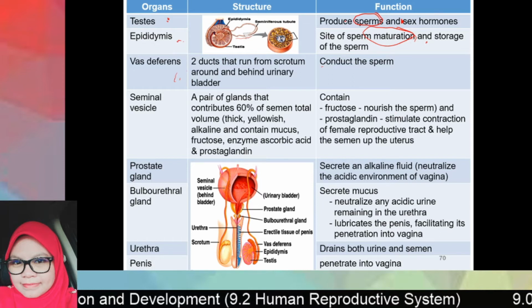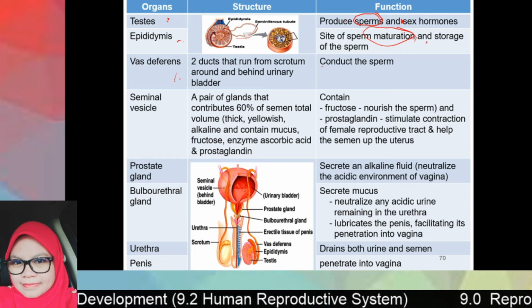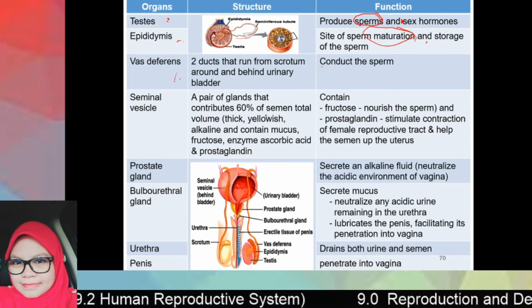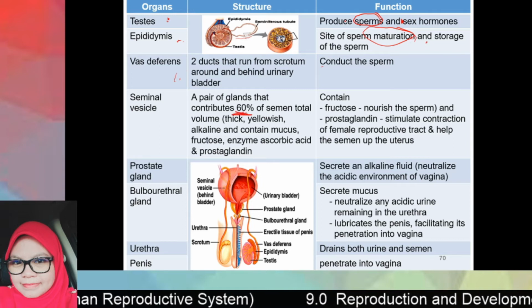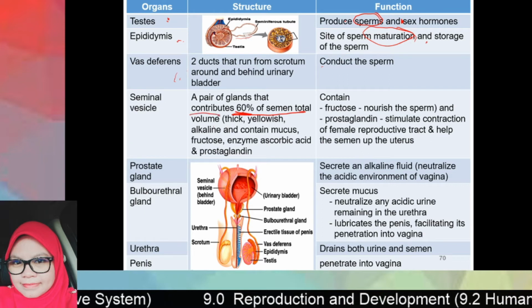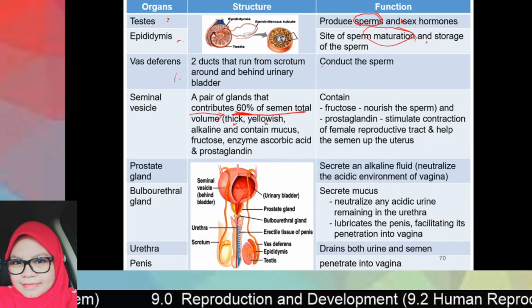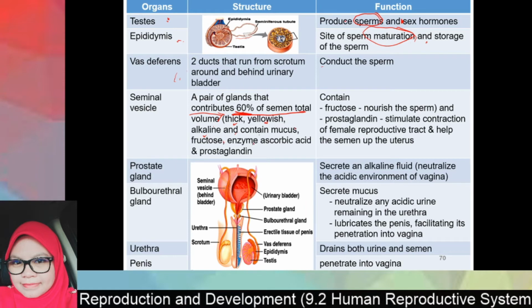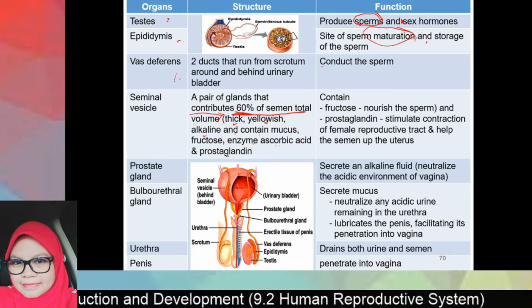The first gland it will pass is the seminal vesicle. So what does this seminal vesicle have? It will contribute 60% of the semen total volume. So the seminal vesicle will secrete a thick, yellowish, alkaline fluid that contains mucus, fructose, enzymes, ascorbic acid and prostaglandin.